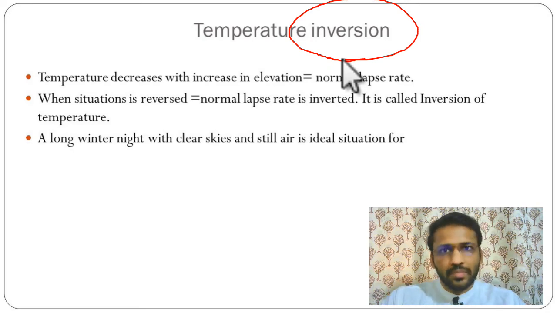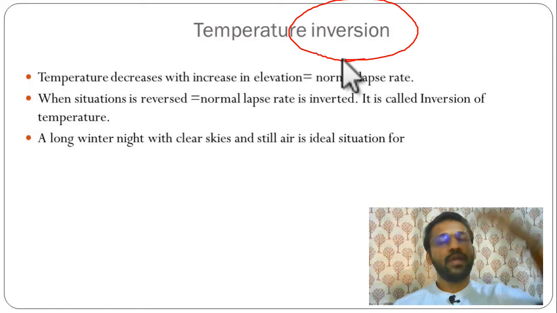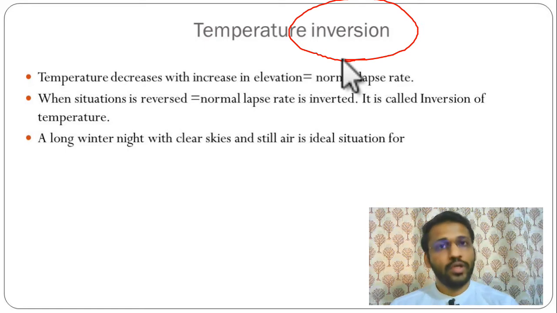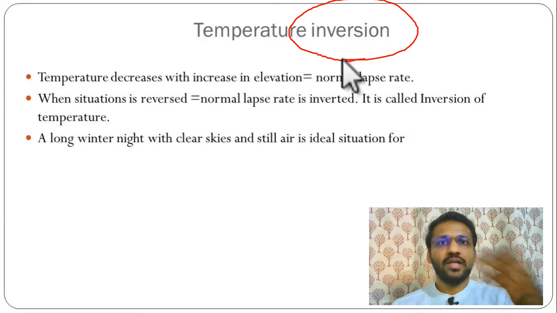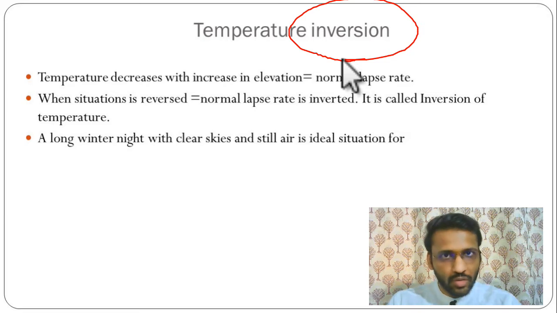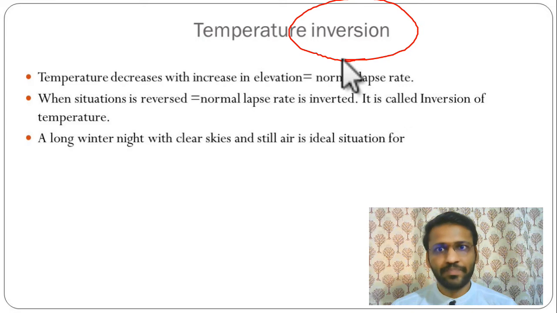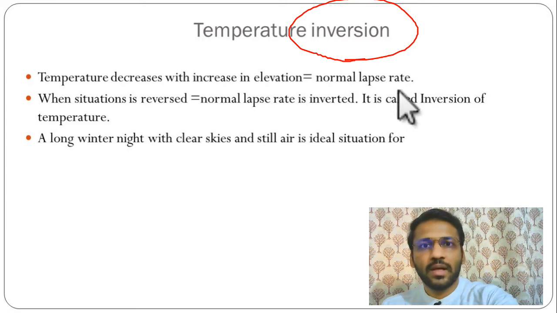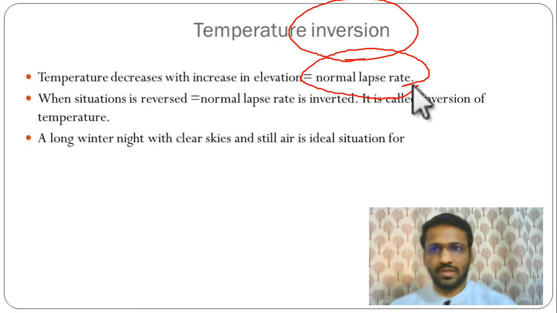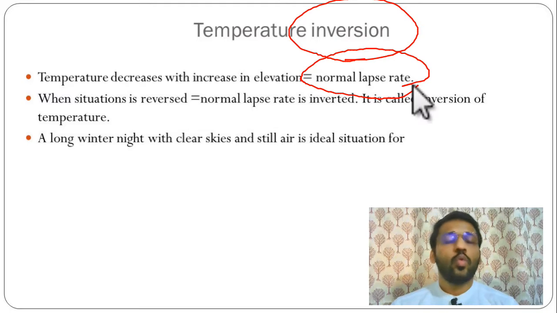So, as you go down at the surface, you have high temperature. As you move upward, you have a low temperature. So, in this way, the general lapse rate is set. But in temperature inversion, this phenomenon gets reversed. As you move upward, temperature increases, and as you go close to the ground, temperature is cold. So, why does this happen? Okay, so you can see over here the normal lapse rate is getting reversed. So why is this happening and when is this happening?